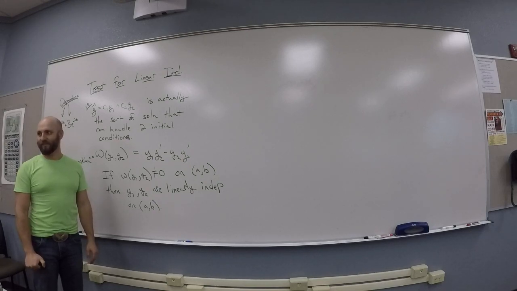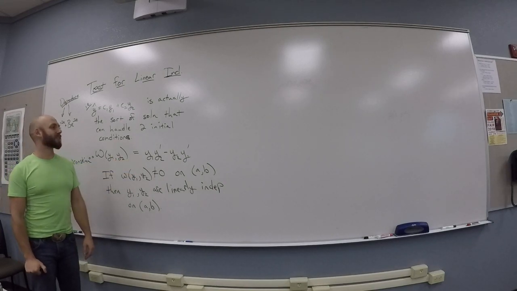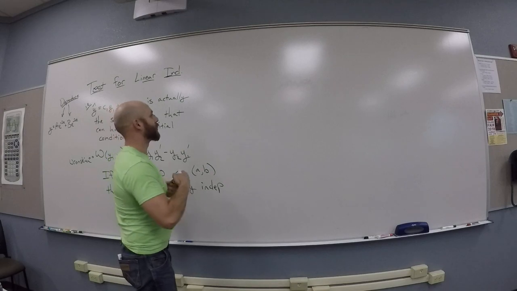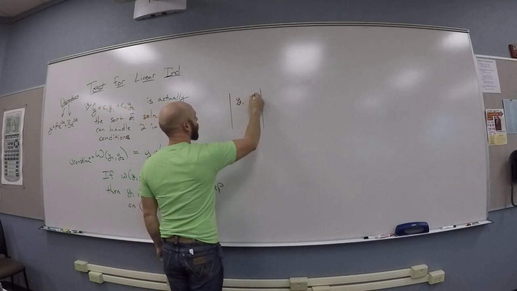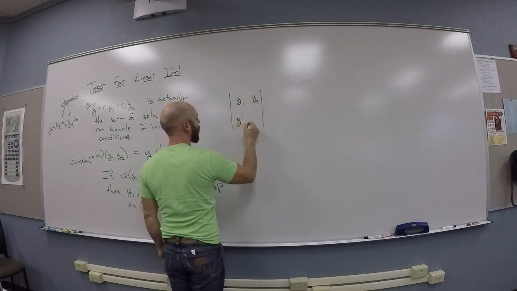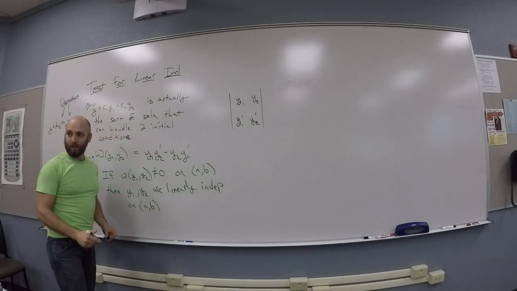So there's like a half quotient rule almost. Yeah, it feels a little bit like a quotient rule, right? So it's really the determinant of this matrix: y1, y2, y1 prime, y2 prime. Okay, I actually know what this means. Let's do that now.